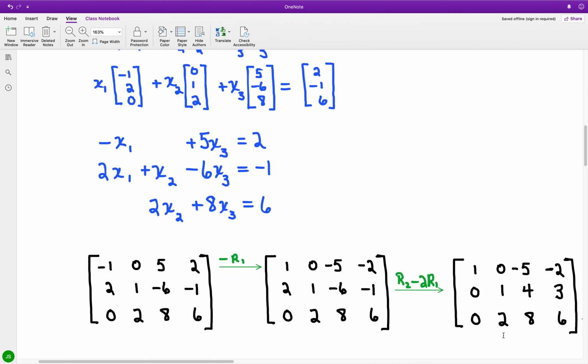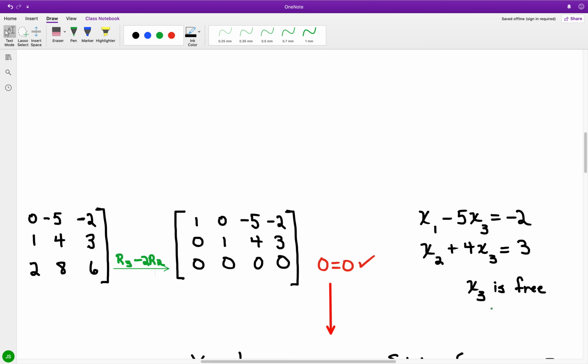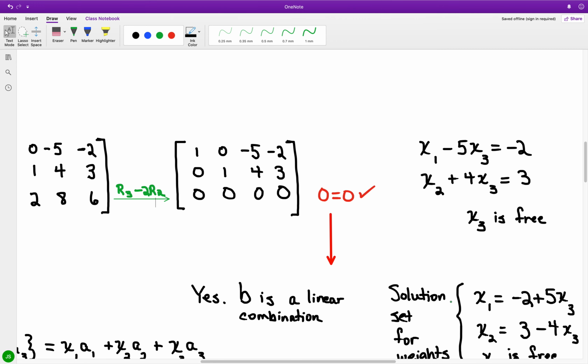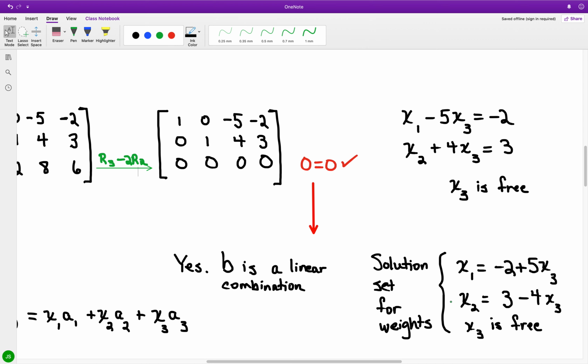Looking at what we have with the weights, we have x1 minus 5x3 is equal to negative 2. From the second row we have x2 plus 4x3 is equal to 3. And of course x3 is going to be free, since we don't have a pivot location in reference to x3. So it follows that yes, b is a linear combination. For the solution set for the weights, x1 is equal to negative 2 plus 5 times x3, x2 is equal to 3 minus 4 times x3, and again x3 is free.